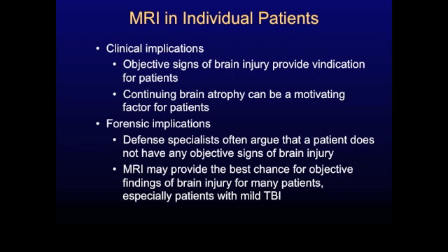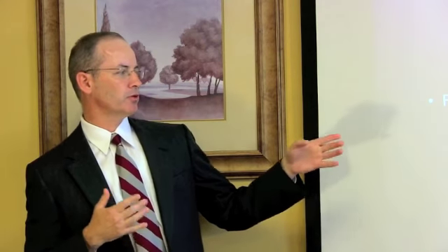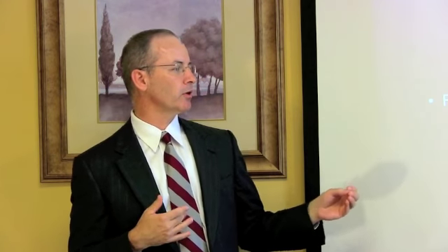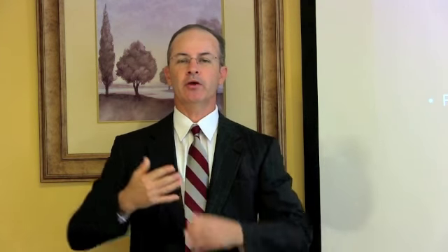Now the forensic, that is medical legal implications. It's often the case, and I've seen this in a lot of medical legal cases I've worked on, that defense specialists, physicians, or defense attorneys will argue that a patient does not have any objective signs of brain injury. And therefore, how can you be sure they had a brain injury? And this was true especially as recently as 5 years ago, before we had NeuroQuant, before we had a couple of the other recent techniques that allow us to look at objective signs of injury.